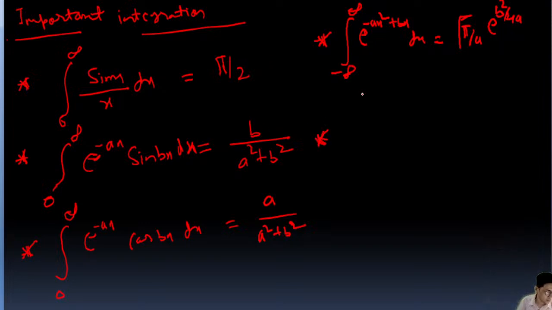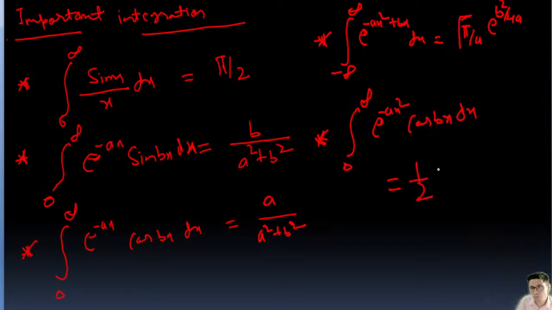Next is, this is an important one: integration 0 to infinity of e to the power minus ax square cos bx dx. This value is going to be very important. This value is going to be 1 upon 2 root pi upon a e to the power minus b square upon 4a. This one is very important.